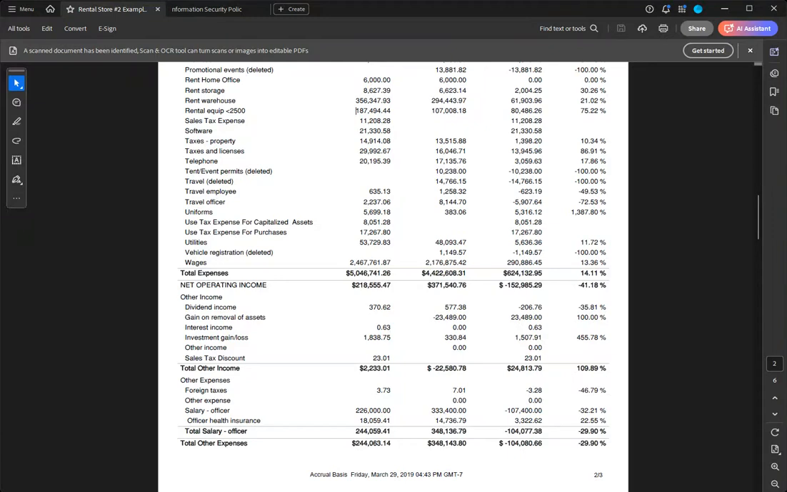The next section that we want to take a look at is other items on the financial statement. So we've got a little bit of dividend income, some investment gain loss, and sales tax discount. Those aren't huge items. We did have some disposal of assets in the prior year where we had to add back some items, but that also is about 23,000. So not a big item for this particular client.